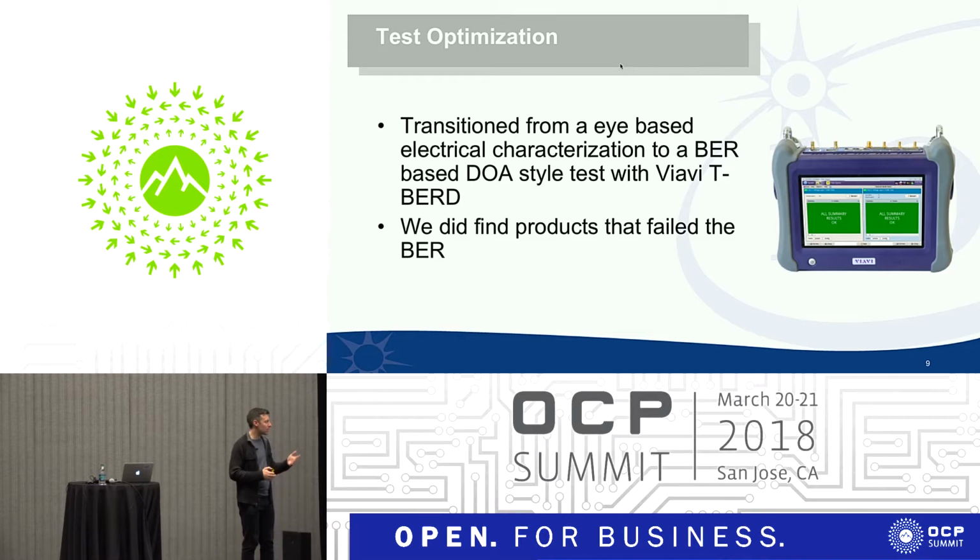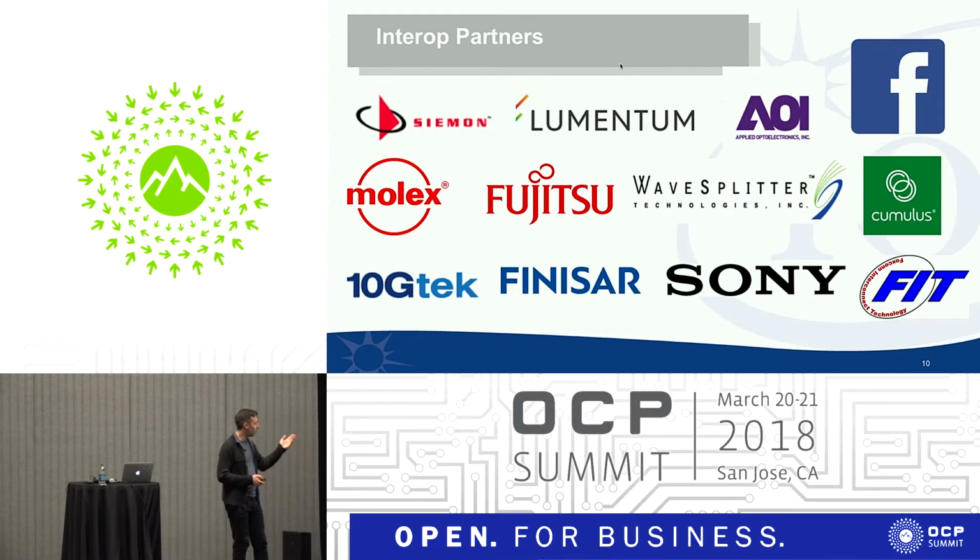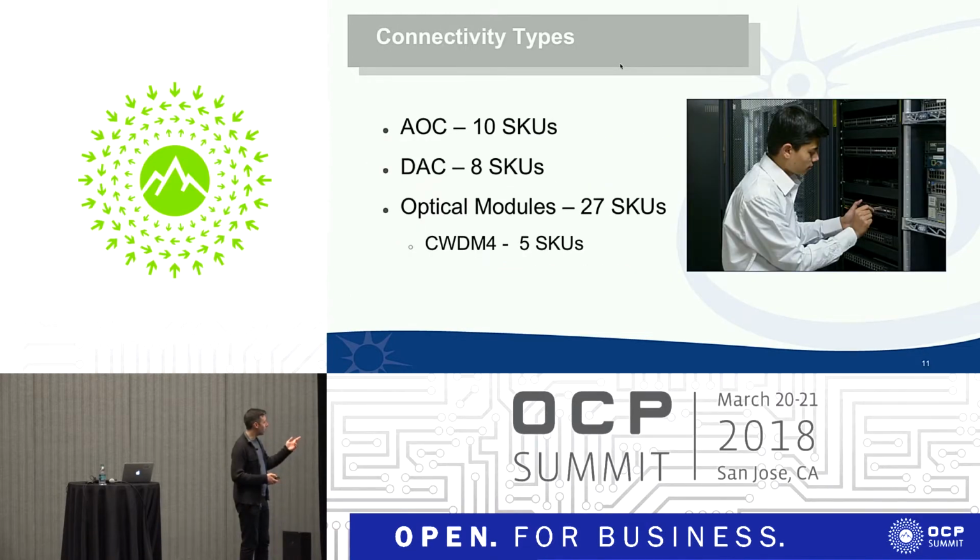And so we were curious to see what was going to happen when we switched to doing this BER test. And the good news, in a sense, is that we actually still found things that were failing. That told us, okay, we did this optimization, we're still finding failures. This was an okay optimization to do, and so we proceeded with that. A number of Interop partners that we've been able to work with on this project so far. These are ones that you can now find on the Open Networking Integrators list being paired with the Wedge100 product. A number of AOCs, DACs, and optical modules, CWDM4 as well. Some folks are interested in knowing that.